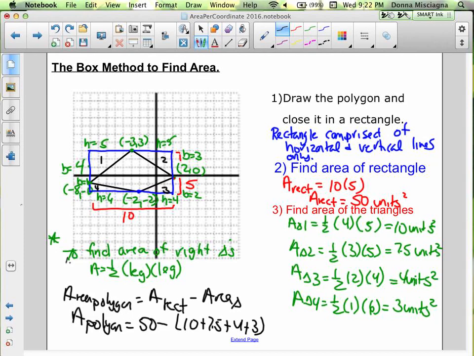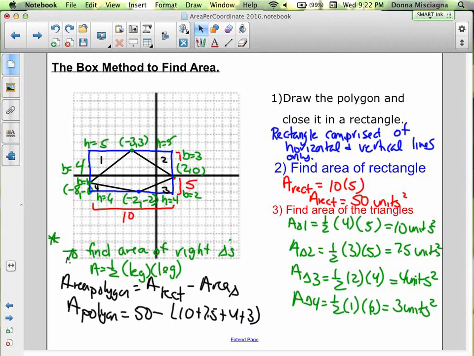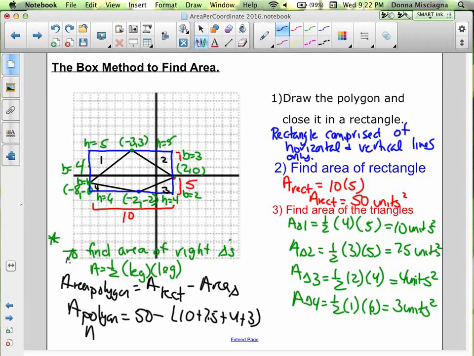So our area, need to move up just a little bit. And so the area is going to be 50 minus 24.5, and that's going to give us 25.5.